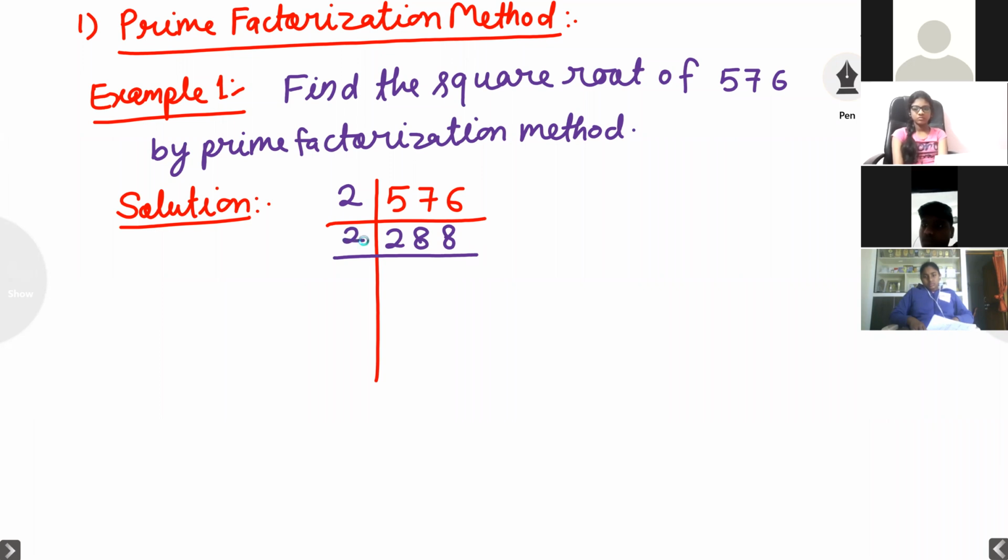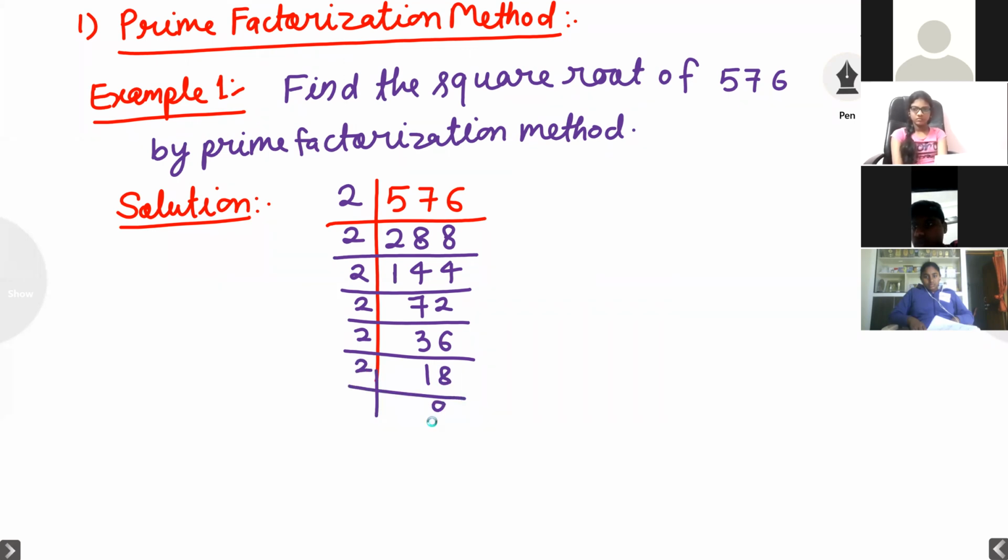Same like the LCM concept, but here we want to divide by prime numbers only. 2 ones are 2, 2 fours are 8, 2 fours are 8. Divisible by 2, yes. 2 sevens are 14, 2 twos are 4. Divisible by 2, yes. 2 threes are 6, 1 is remaining, 2 sixes are 12. Divide by 2, yes. 2 eighteens are 36. Divide by 2, yes. 9: divisible by 2, no. Divisible by 3. 3 threes are 9, 3 ones are 3. You are observing, students, I have divided by the least prime numbers 2 and 3.